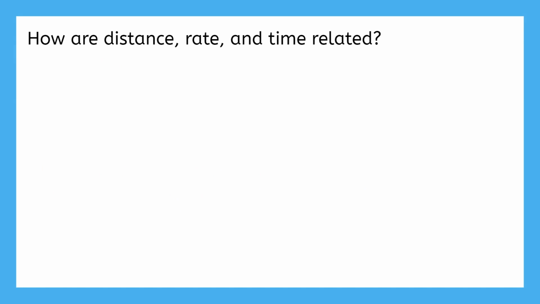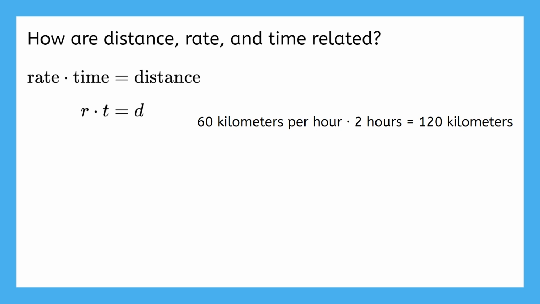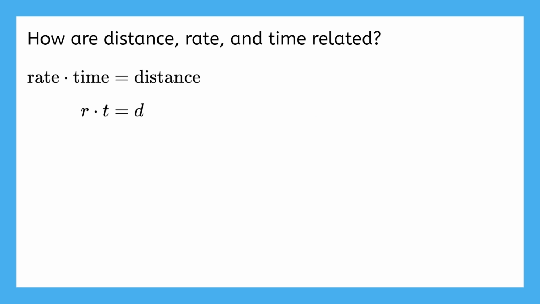First, let's talk about how distance, rate, and time are related. We have the formula, rate times time equals distance, or shortened, r times t equals d. For example, if you travel at 60 kilometers per hour, and you do this for 2 hours, you'll travel 120 kilometers.